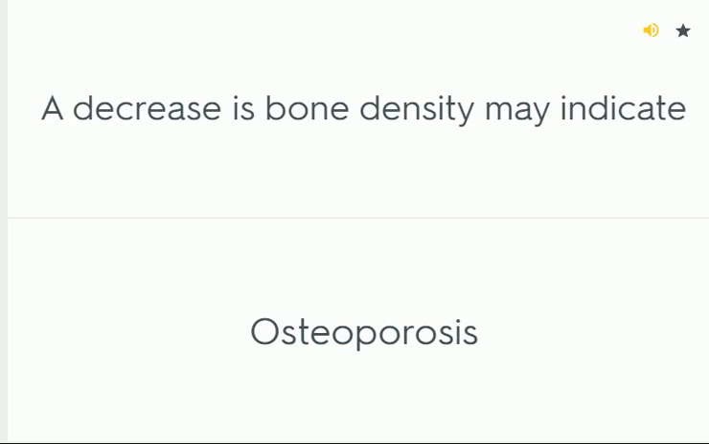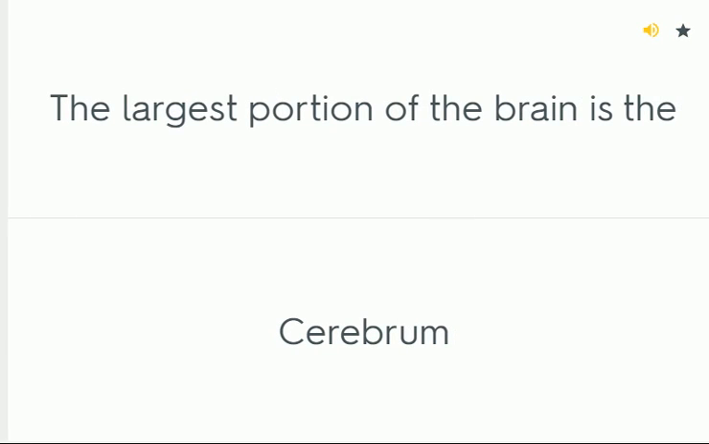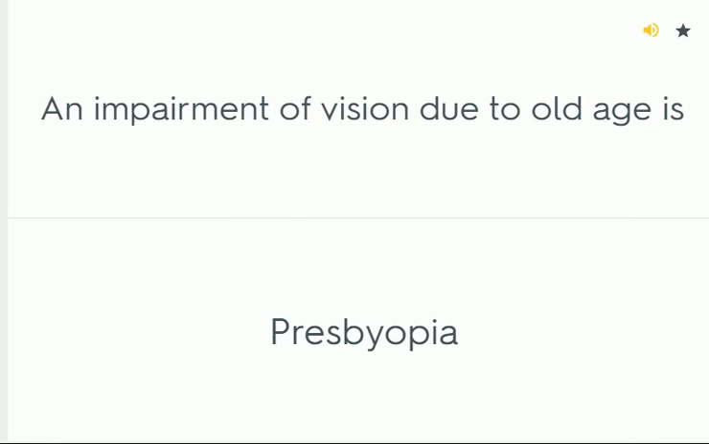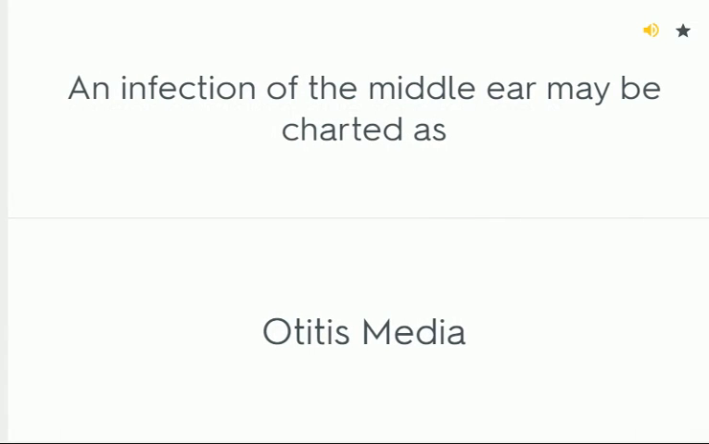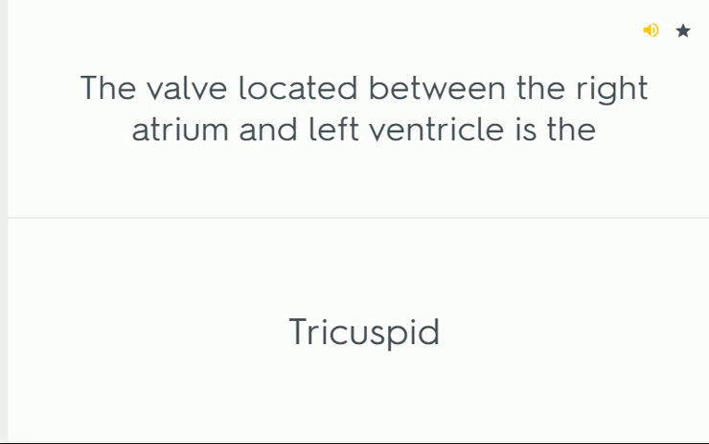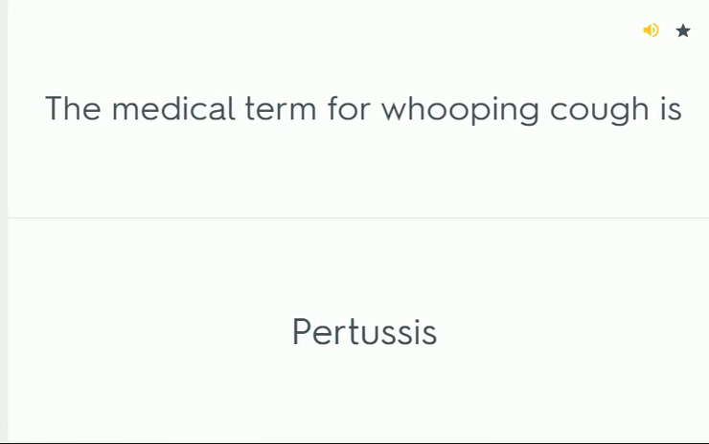A decrease in bone density may indicate osteoporosis. The largest portion of the brain is the cerebrum. An impairment of vision due to old age is presbyopia. An infection of the middle ear may be charted as otitis media. The valve located between the right atrium and left ventricle is the tricuspid. The medical term for whooping cough is pertussis.